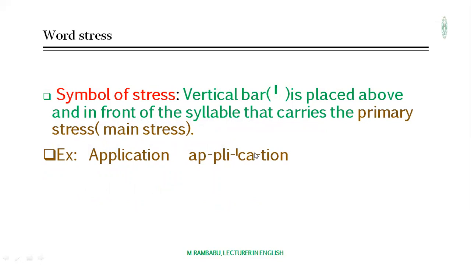Symbol of stress marking. We use a vertical bar above and in front of the syllable that carries the primary stress. First, let's talk about the primary stress. Thereafter, we can go to the secondary stress, and tertiary stress is also there. First, let's discuss only primary stress, main stress. The symbol of stress marking is a vertical bar placed above and in front of the syllable that carries the primary stress. For example, application.